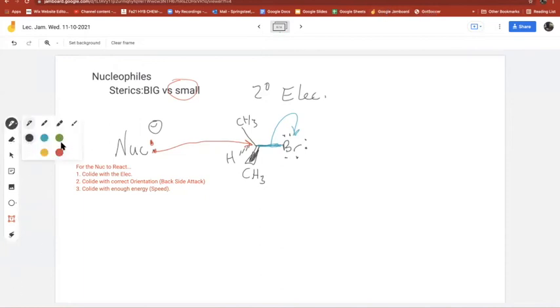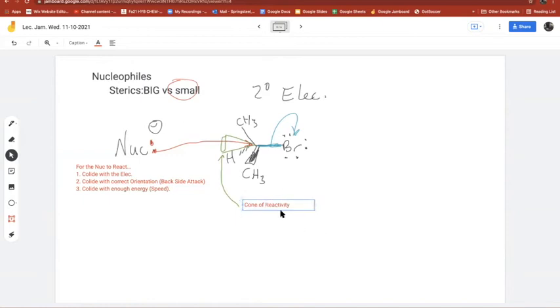So this concept that I like is to think of the backside attack happening in a cone of reactivity. I'm going to draw a cone right here. So let's say it has to come into this cone of reactivity. It makes me think of Get Smart. Anybody see that movie or the old TV show? The cone of silence. Yes, it's got to be small but mighty. So if you're a big nucleophile, if you're a big guy, it's hard to get into that small little cone, right? But if you're small, if you're a little dart, you can get right in.